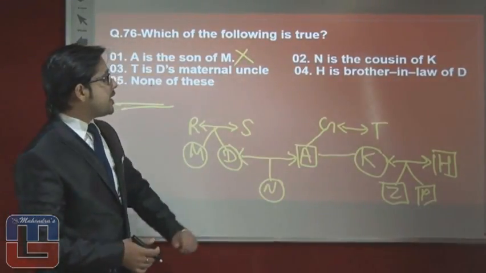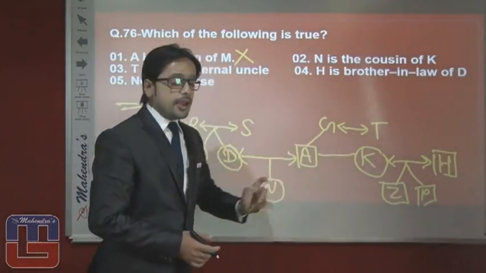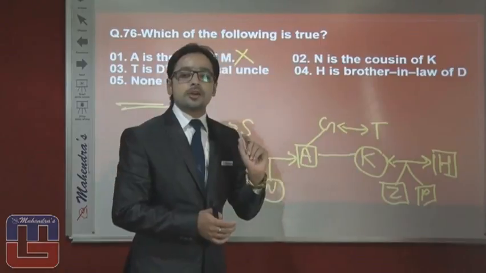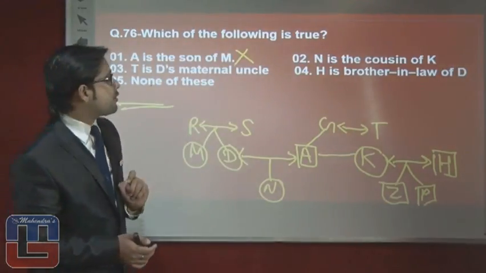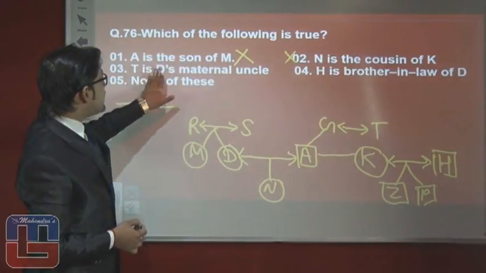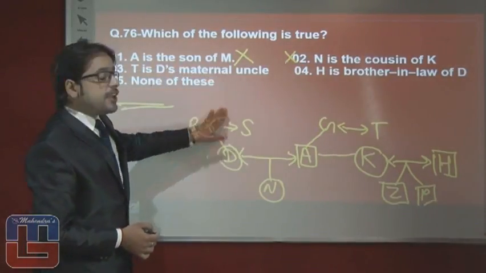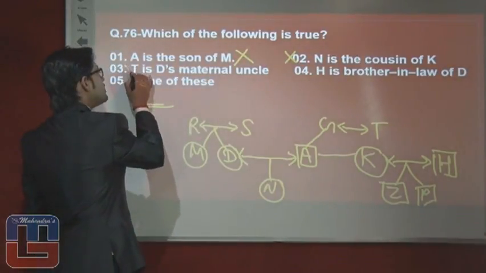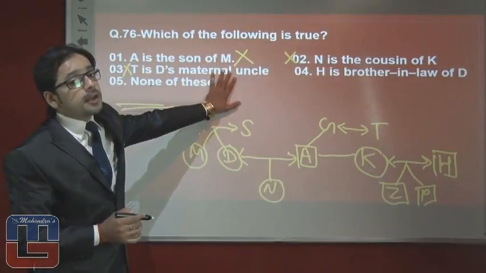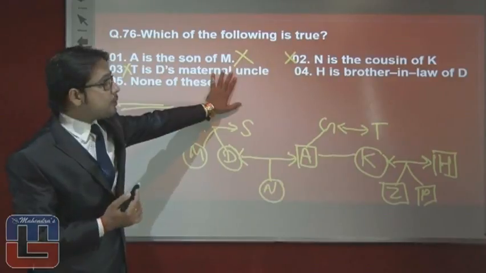Second option, they are saying N is cousin of K. You can see N and K, there is one generation gap, so we cannot say they are cousins. So second option is still false. Third option is saying T is maternal uncle. If you don't know the gender of T, then how can you decide that T is maternal uncle, that T is a male? Still we are unaware about it.